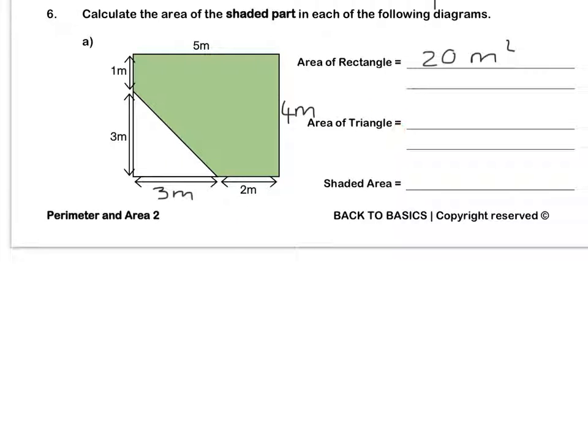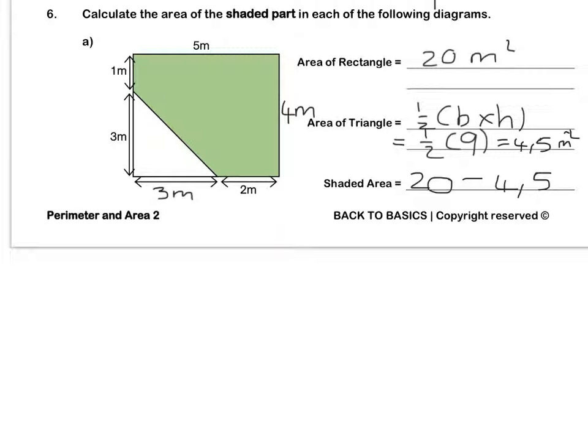The area of the triangle is half of its base times its height. Now, this is its base and there is its height. A half of 3 times 3 is 9. And a half of 9 is 4,5 meters squared. Now the shaded area is equal to 20 meters squared minus 4,5 meters squared. If you don't know how, let's do the sum together.